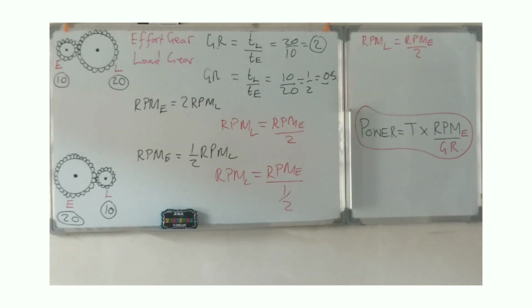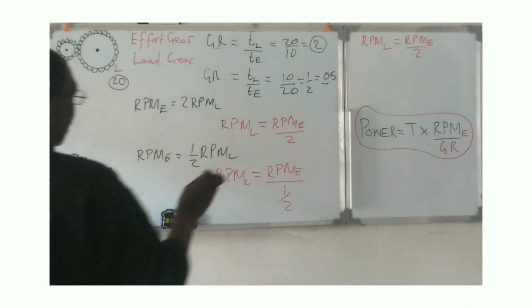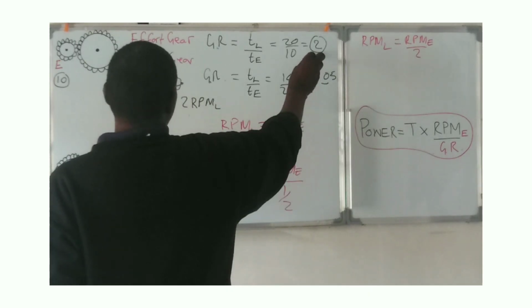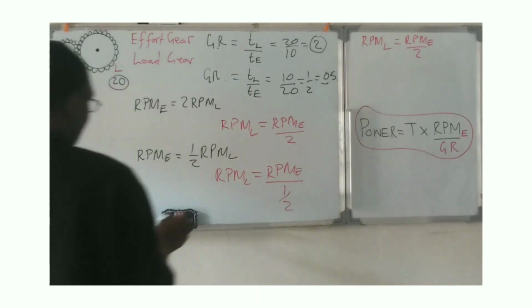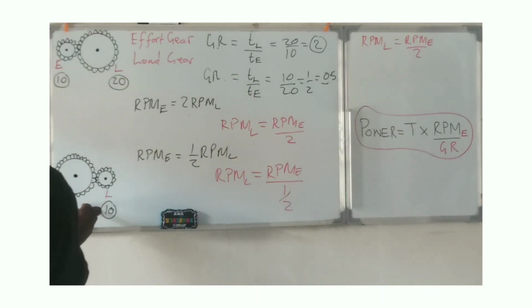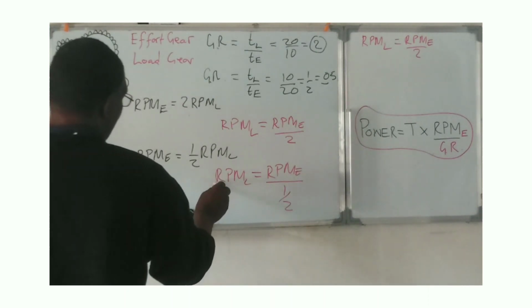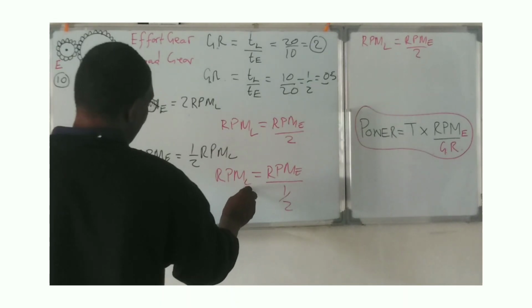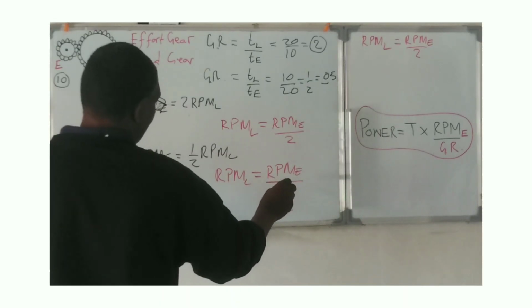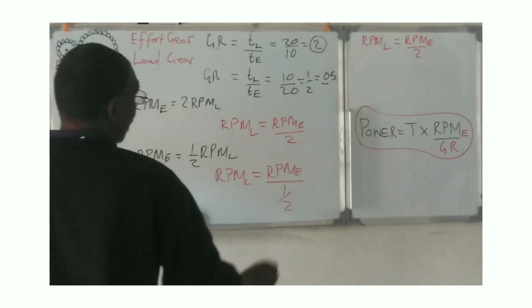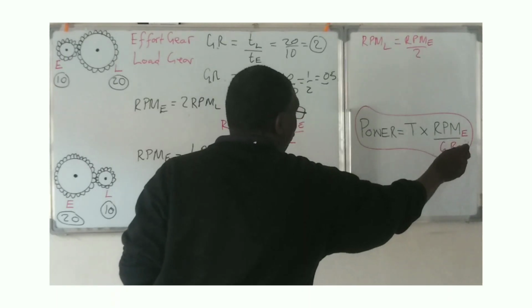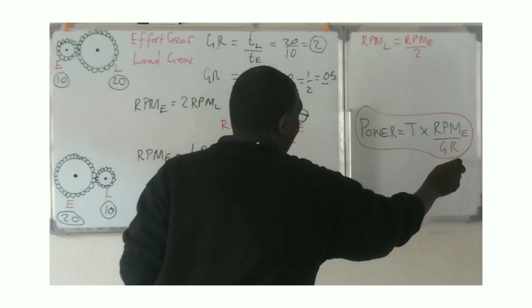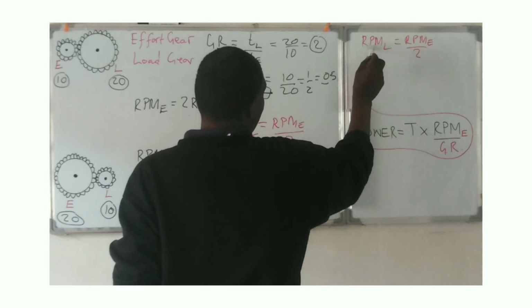But now wait a minute. Here, these 2 was the gear ratio for the top set here. And this half was the gear ratio for the bottom set here. So it looks to me like generally the formula is RPM in the load gear is equal to RPM in the effort gear divided by the gear ratio. That's where we get this term here. RPM in the effort gear divided by gear ratio gives us this one here.